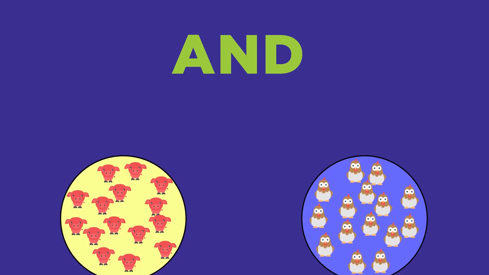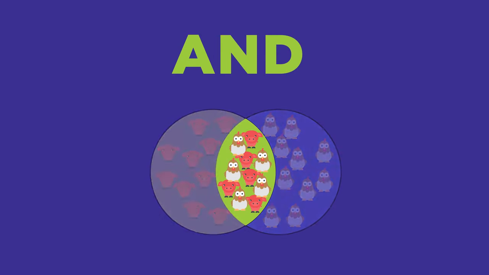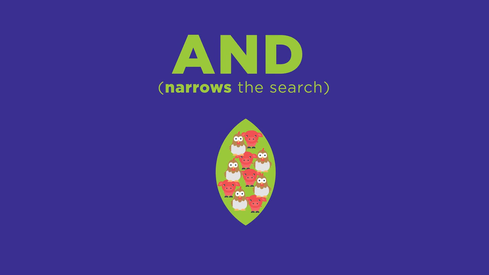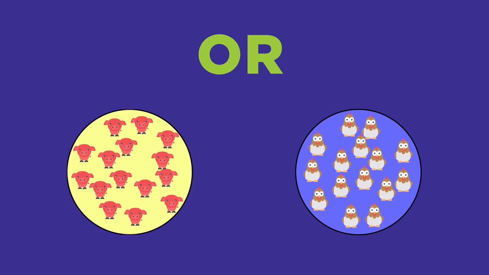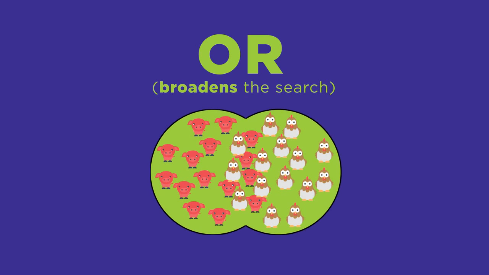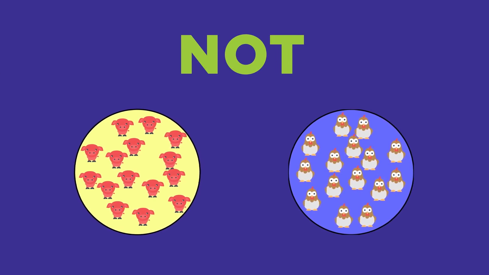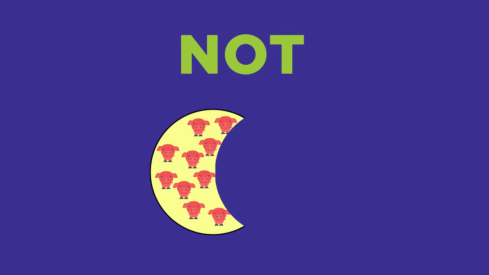In Part 1, you learned how to use the three Boolean operators: and, or, not. Let's quickly review those. Using and between two search terms tells the system that both search terms must be present to be included in the results, and narrows the search. Using or between two search terms tells the system to include results that have one term, or the other term, or both of them, or broadens the search. Using not between two search terms means that the first term must be present, but the second term cannot be present. Not narrows the search.